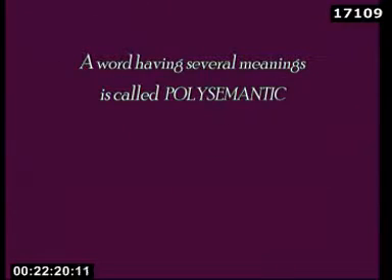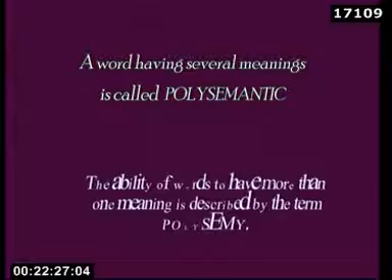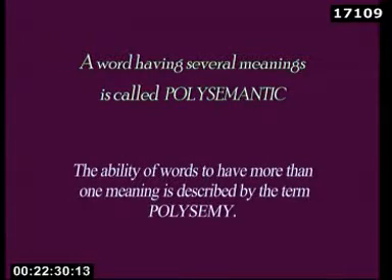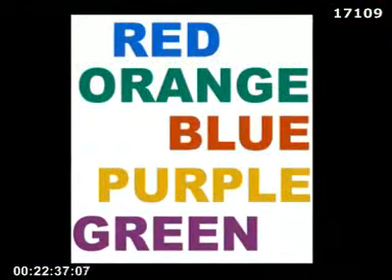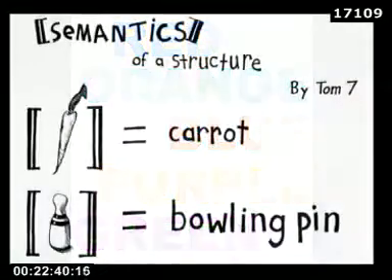The first is polysemy. The semantic structure of the word does not present an indissoluble unit, nor does it necessarily stand for one concept. Most words convey several concepts and thus possess the corresponding number of meanings. A word having several meanings is called polysemantic, and the ability of words to have more than one meaning is described by the term polysemy. Most of the English words are polysemantic.